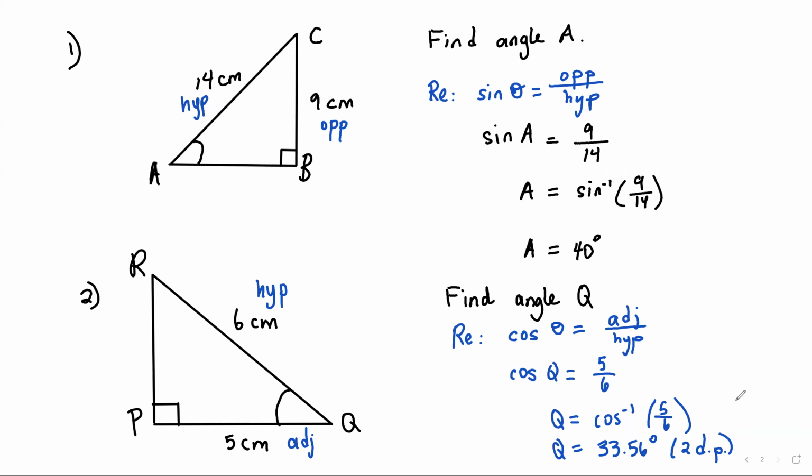Soraya, did you get that? Where's Soraya? Miss, I got 33.9. 33.9. But did you do this exact thing? Cos inverse of 5/6? No. What did you do? I divided 5/6. Uh-huh. So you did 5/6 and you got 0.833. And then you did the cos inverse of that instead.